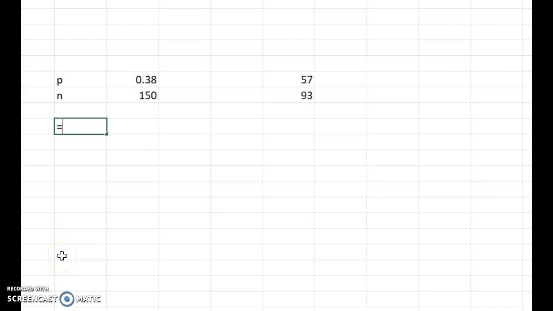Okay, so now we're ready to get the standard error of the proportion, which is going to be equal to the square root of P times 1 minus P divided by N, and then close your parenthesis there. And so this is your standard error of proportion.